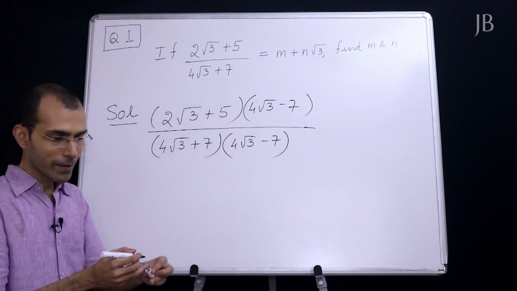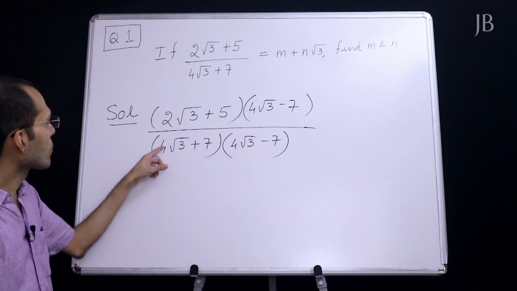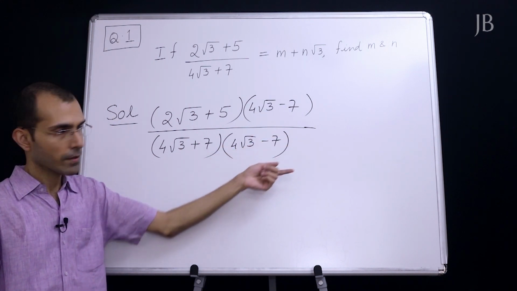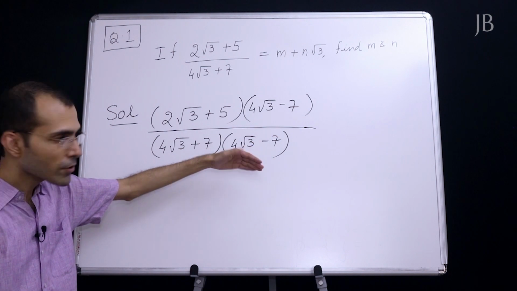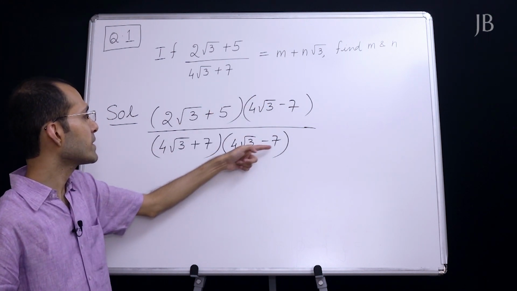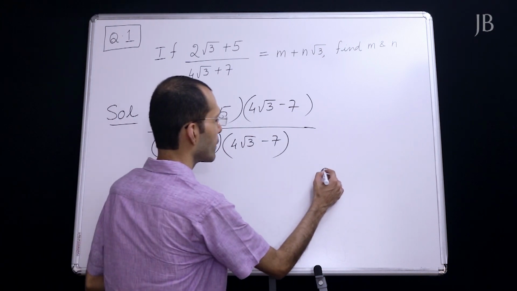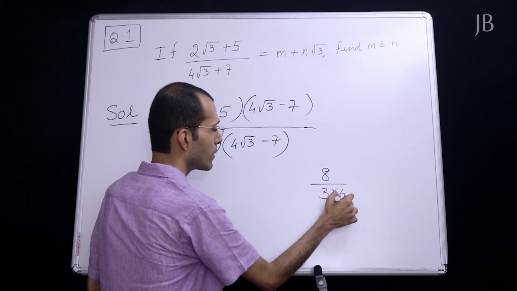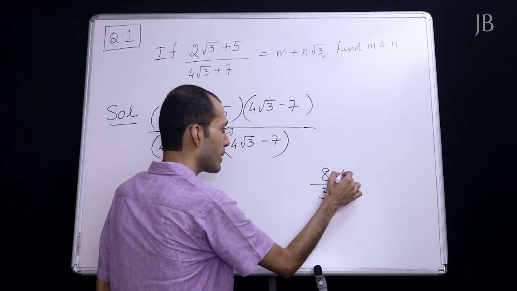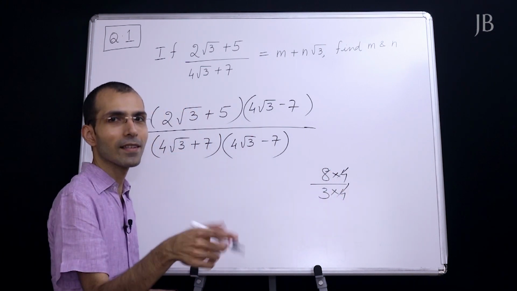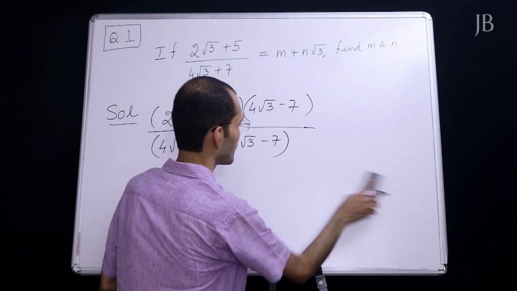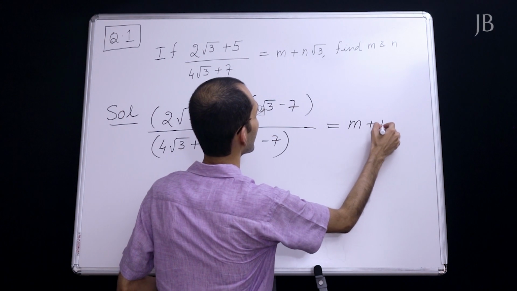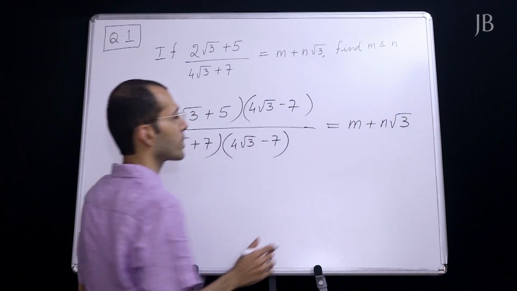But do not cancel it, use it to our advantage now. So this is 4 root 3 plus 7. So we take the conjugate of it, 4 root 3 minus 7. To counterbalance the change, we multiply the numerator also with the same factor. It is like, see, if a number is 8, say 8 upon 3, some fraction. If you multiply this by 4, it will change the value. So what you do, you multiply up also by 4. So it comes back to the original 8 by 3. That is what we are doing. Okay, equaling m plus n root 3. This is very important because it is already given equal.